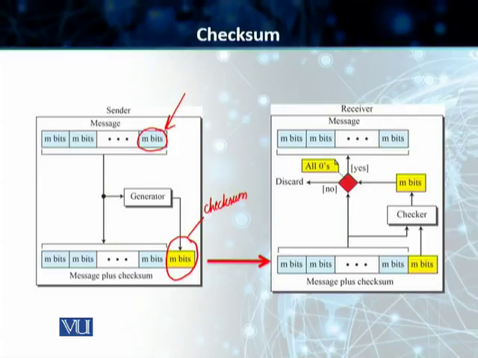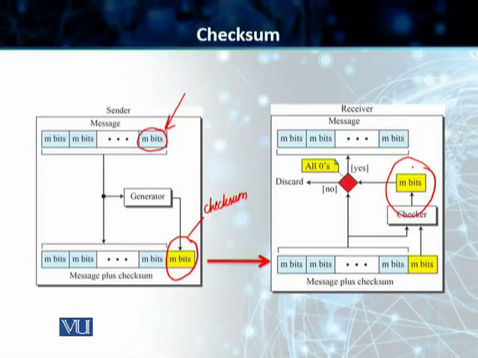So message plus checksum. In real life, we don't necessarily need to append it at the end. We can actually insert it anywhere in the message. But what's happening is we are sending the message plus this checksum, this combination, to the receiving end. At the destination, the checker creates another M-bit checksum.